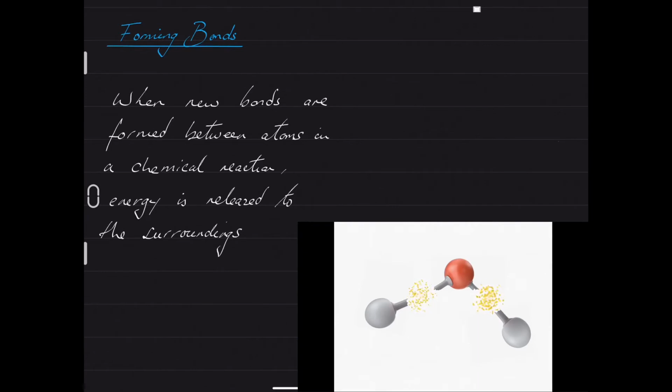So take a look at the simulation again, and you can see how energy is being released to the surroundings as the new bonds are being formed. Now, this type of reaction, where energy is released to the surroundings, is an exothermic reaction. So can you just take this down? In forming bonds, when we form new chemical bonds between atoms, energy is released to the surroundings.